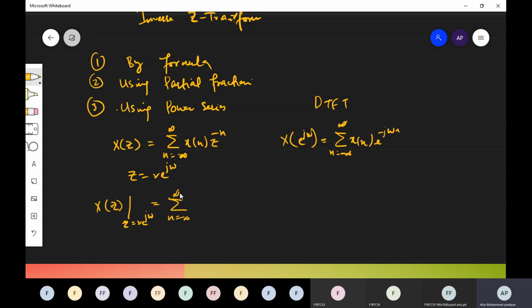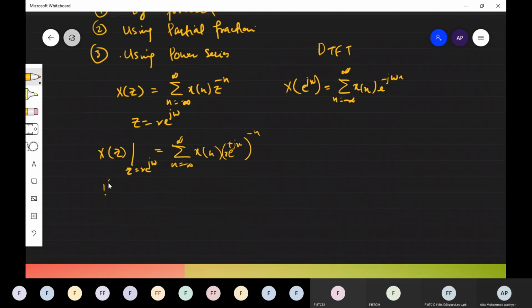The sum from n equals minus infinity to infinity of x of n times the value of z, r e to the power j omega, whole power minus n, right? So assume that, for example, r is equal to 1. If r is equal to 1, then what we get is x of z equal to x of e to the power j omega, because this r is now 1, right? The sum from n equals minus infinity to infinity of x of n e to the power minus j omega n.